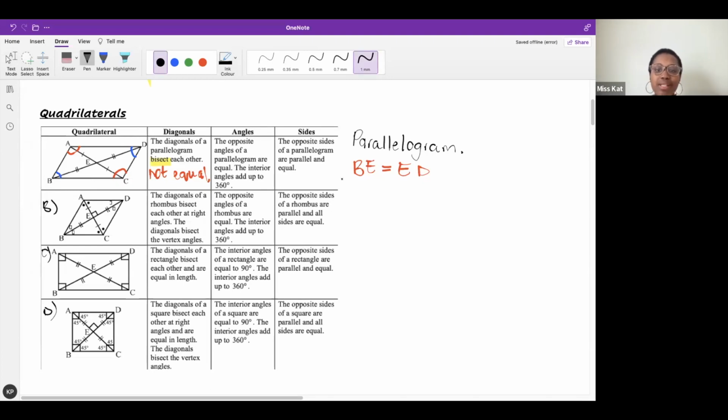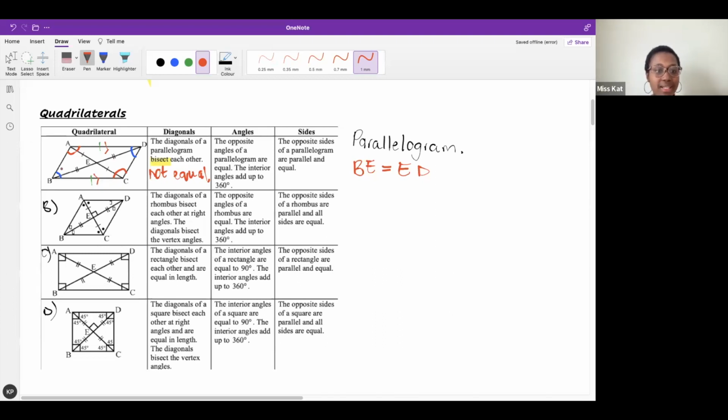And then we talk about the sides, the opposite sides. So AD and BC are equal and parallel. Okay, so they're equal and parallel. So we have over here, AD is equal to BC, and additionally, AD is parallel to BC.